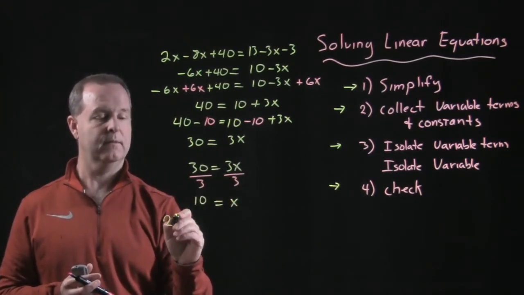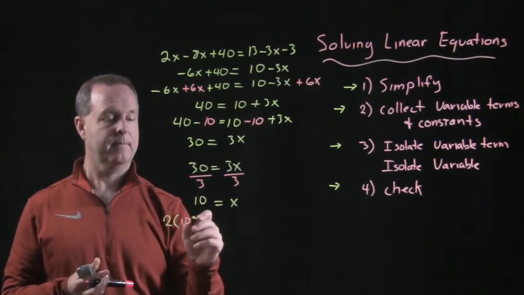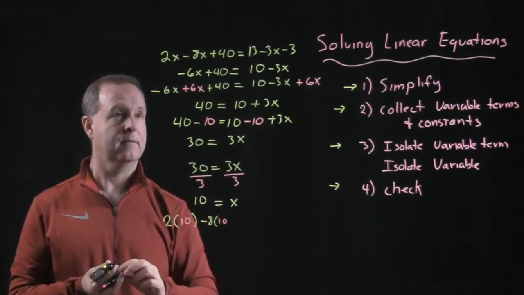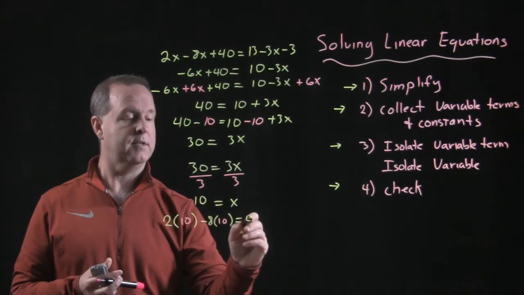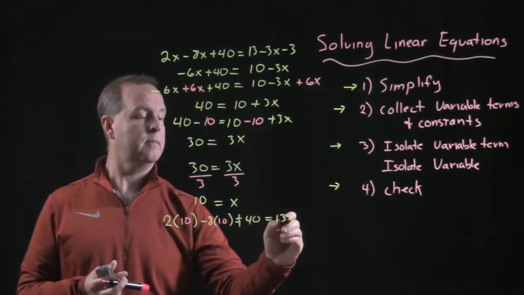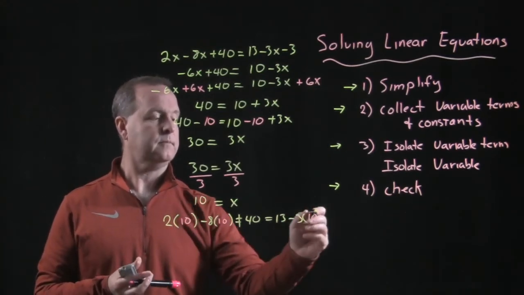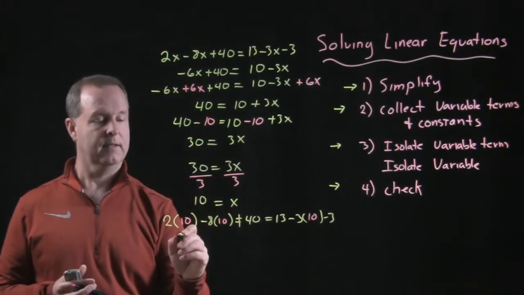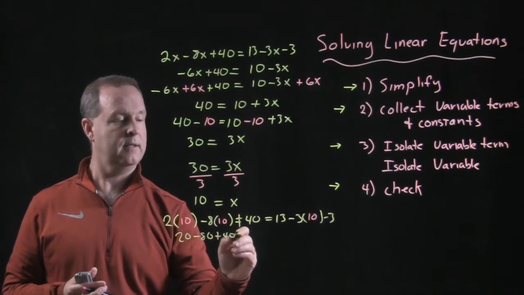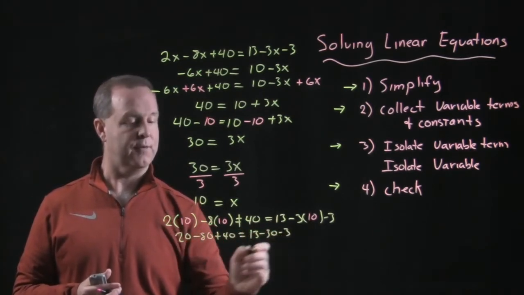So I have 2 times a 10 minus 8 times a 10 plus 40 equals 13 minus 3 times a 10 minus a 3. 20 minus 80 plus 40 equals 13 minus 30 minus a 3.